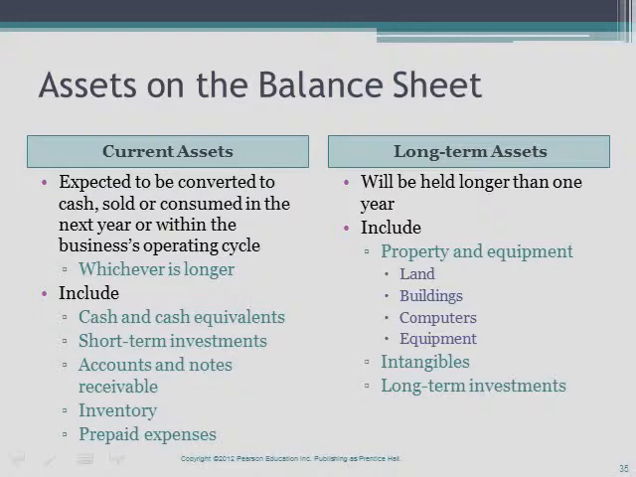Intangibles are assets with no physical form, such as patents, trademarks, and goodwill. Long-term investments are those investments the company does not intend to sell within the next year. Other assets is a catch-all category for assets that are difficult to classify.